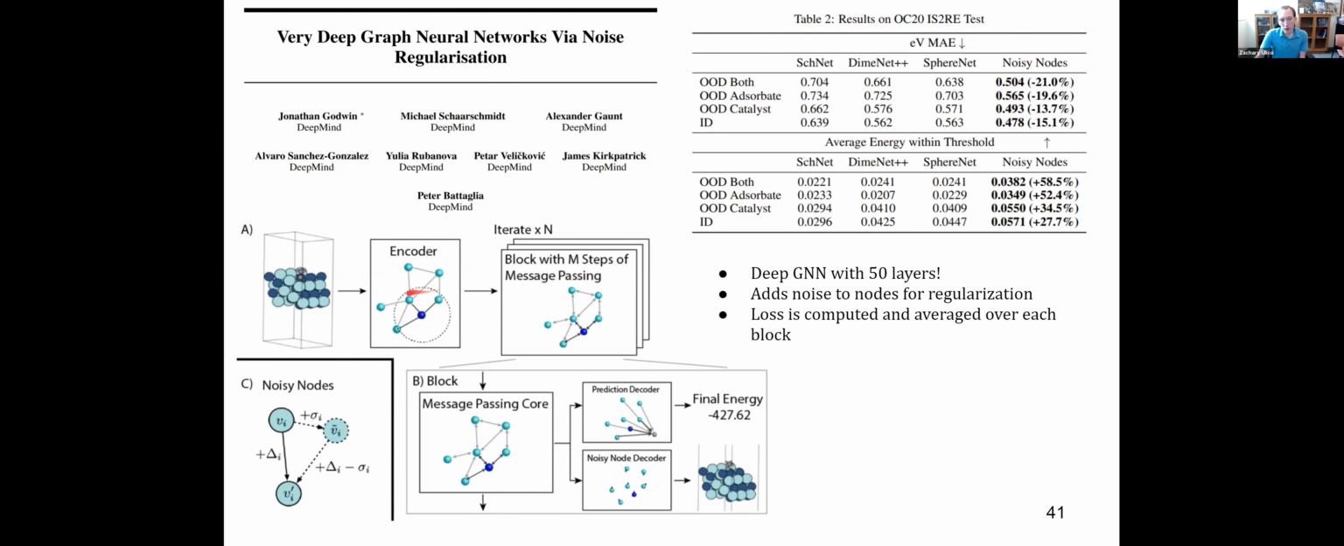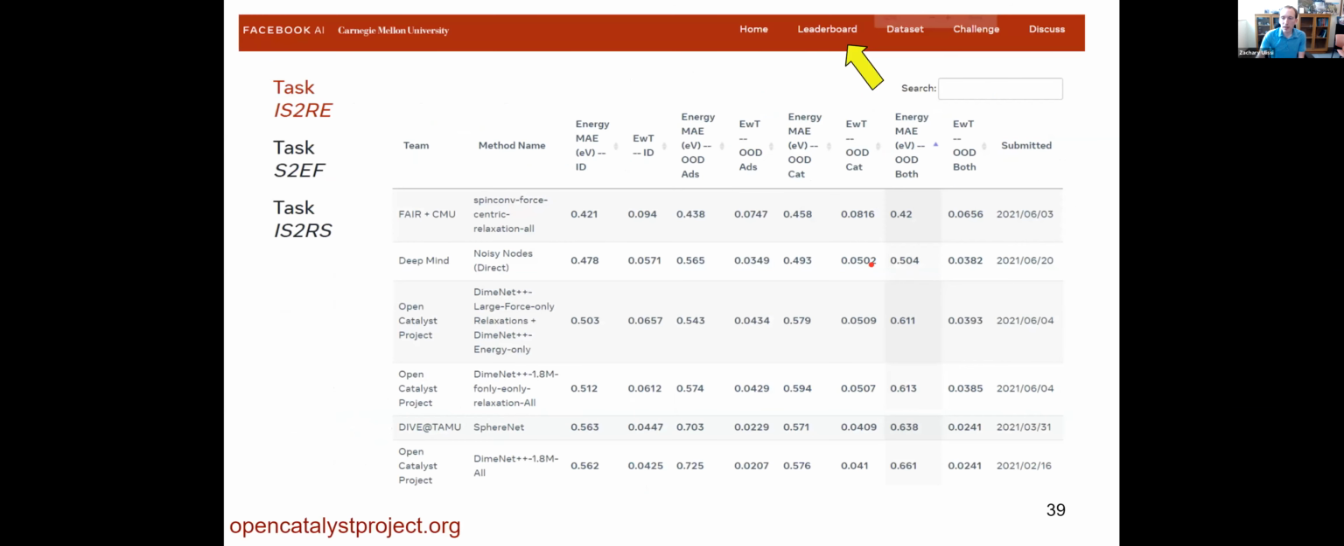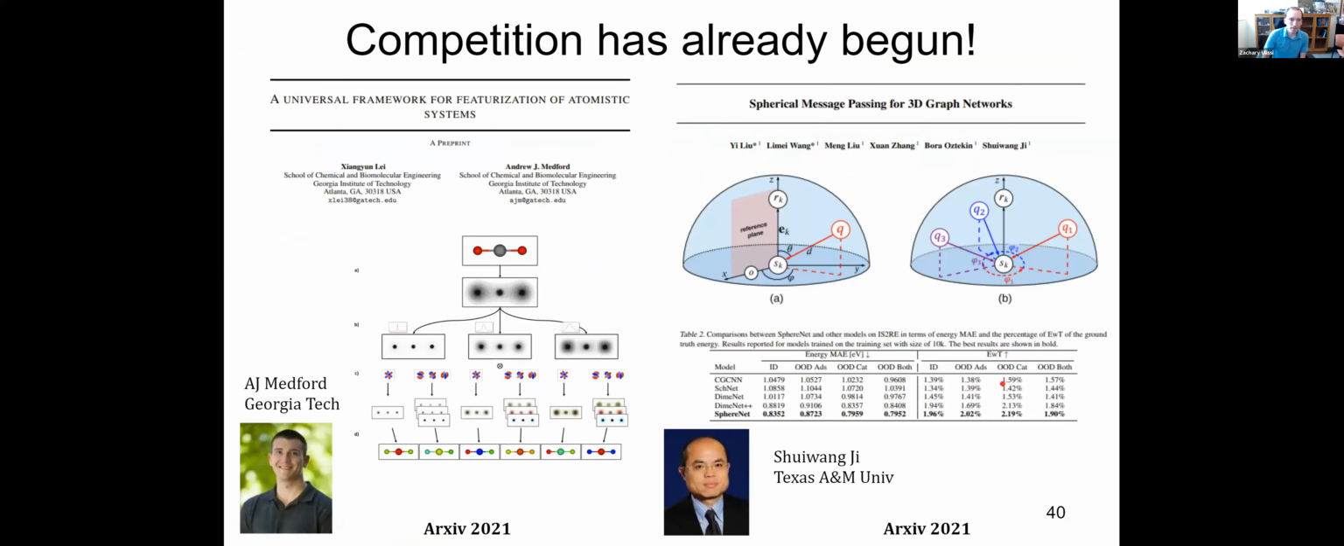DeepMind's took a different approach. They were basically adding noise and using super, super deep GNNs with a huge number of layers. Also very interesting, very creative. And again, what's most exciting to me is this is the sort of progress that we've seen in the past 6 months. I expect similar things to happen in the future.